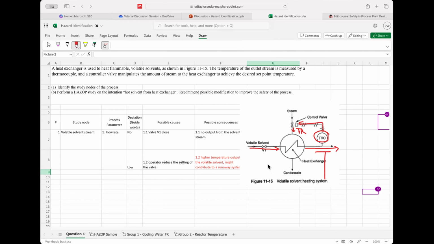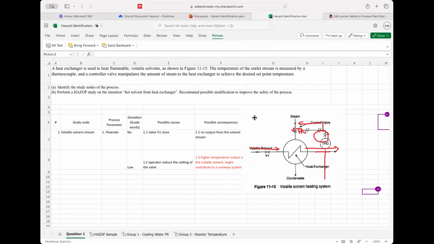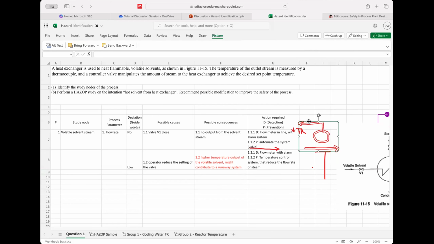Okay, but does it prevent someone from reducing the setting or setting a wrong setting of the valve? No, it prevents a higher temperature coming up. So even on preventions itself, okay, let me just remove all these.